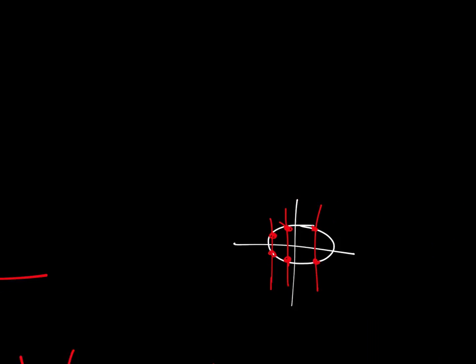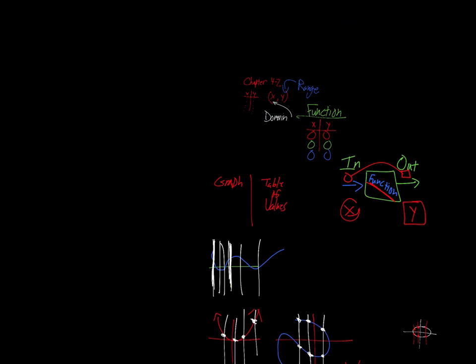Now, if you don't have a graph listed and you only have a table of values, this is how you do it. So, a table of values looks like this.